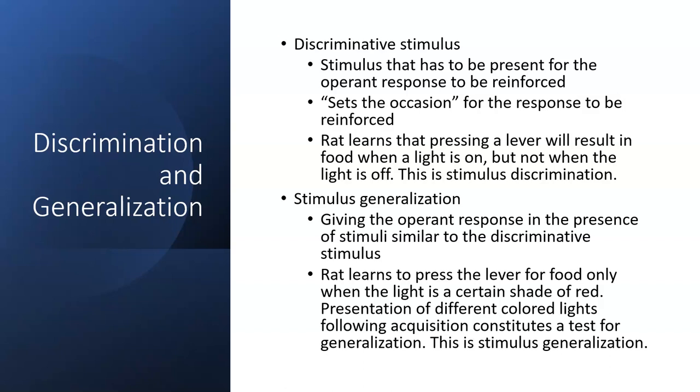There's also stimulus generalization. You need to have your organism respond to similar stimuli in the same way. So you have an operant response in the presence of a stimulus that is similar to that discriminative stimulus. An example would be a rat learning to press a lever only when the light is red, and being able to discriminate between red shades versus green shades, and know that any shade of red will work, but green shades will not. That's generalization.